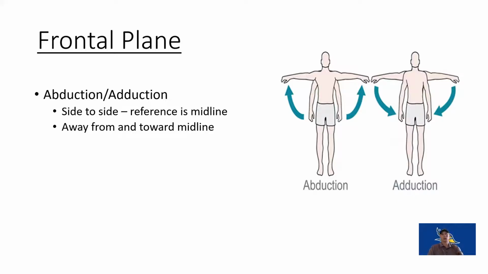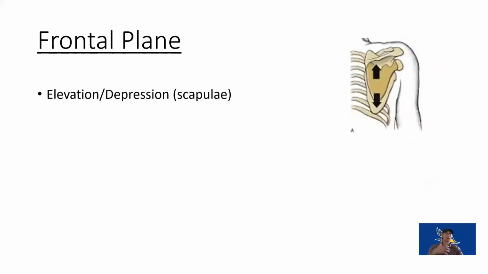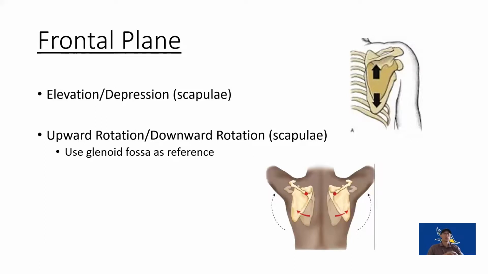So this can happen at our shoulder, we can do it at our fingers, okay, we can do it at our hips, we can do it at our toes. These are frontal plane abduction and adduction. Okay, if we look at our scapula, we have some frontal plane movements like elevation and depression. Elevation is bringing our scapulae up, like you're shrugging. Depression is pulling them back down. So it's moving in the frontal plane, parallel to that plane, up and down.